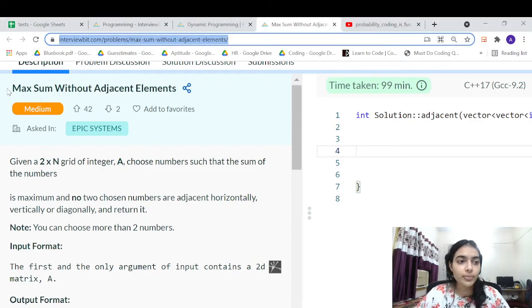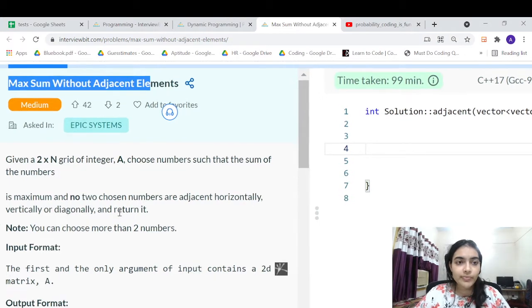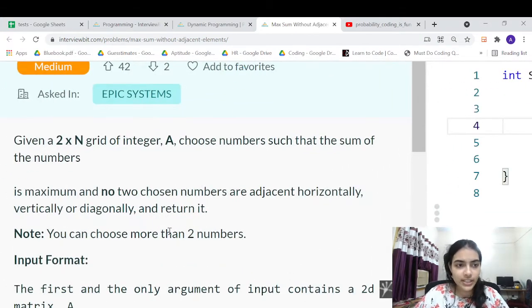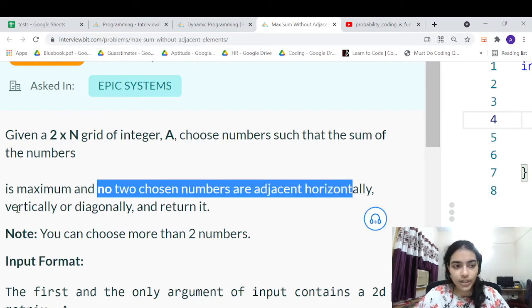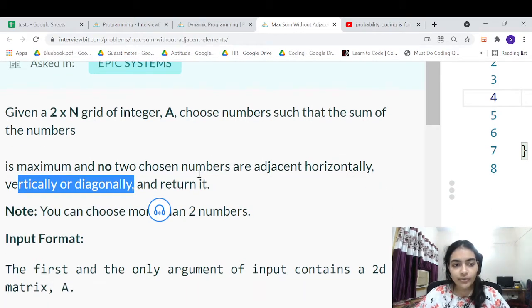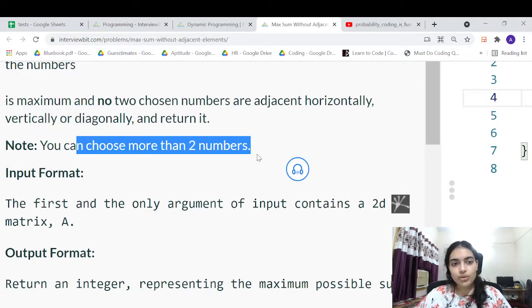Today we are going to solve the problem called maximum sum without adjacent elements. So it's a very interesting problem. You are given a 2 into n grid of integers a. You have to choose numbers such that the sum of the numbers is maximum. But the important thing is no two chosen numbers are adjacent horizontally, vertically or diagonally, and you have to return it. Okay. You can choose more than two numbers.